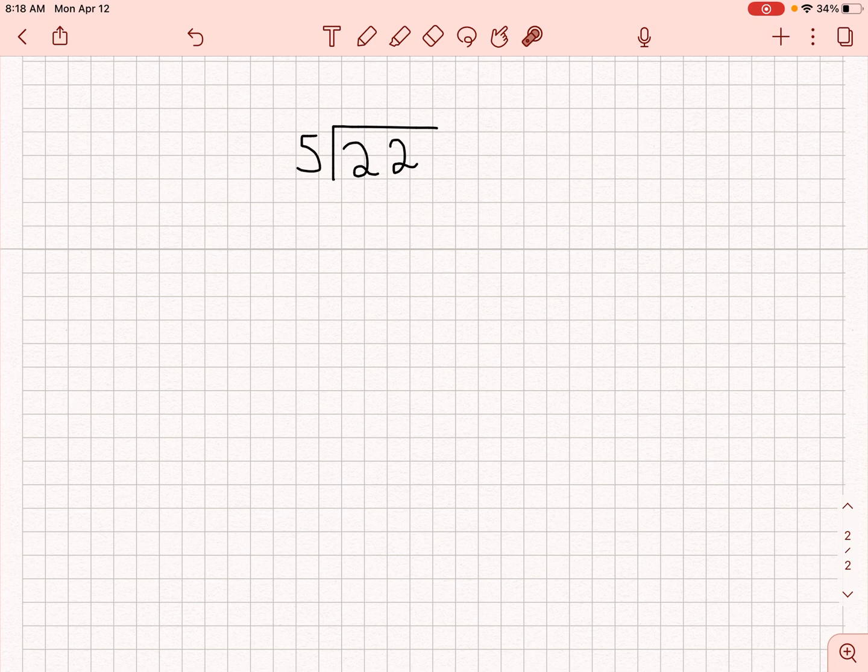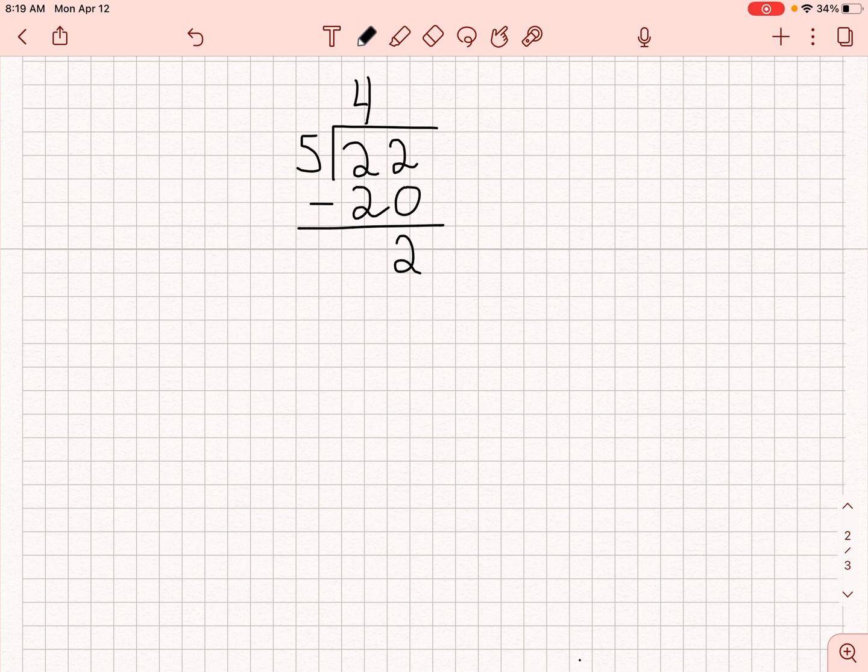So in this example, I'm going to start just like I always do. How many groups of 5 can I make with 2? I can't make any. So I'm going to extend this out to 22. How many groups of 5 can I make with 22? Well, I know 5 goes into 22 four times. So I will go ahead and record that. 5 times 4 is 20. That's the multiply step. Next up is subtract. 22 minus 20 is 2.